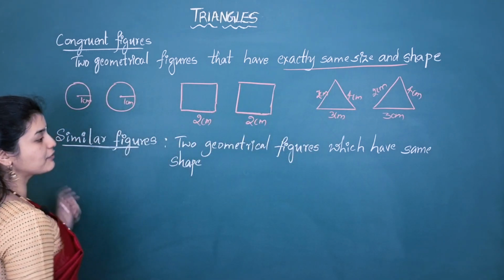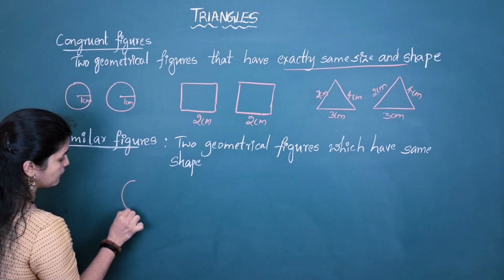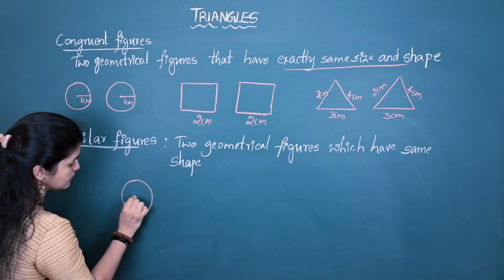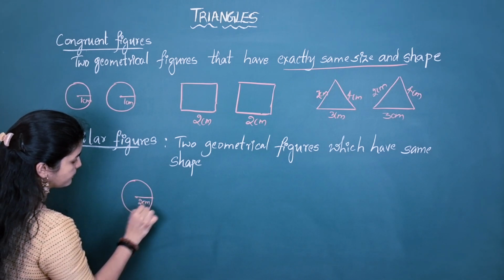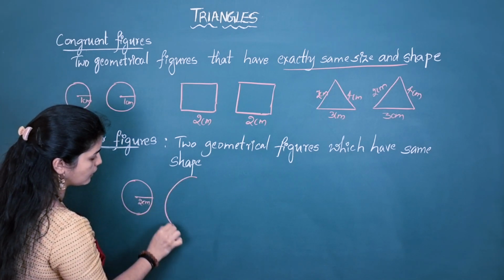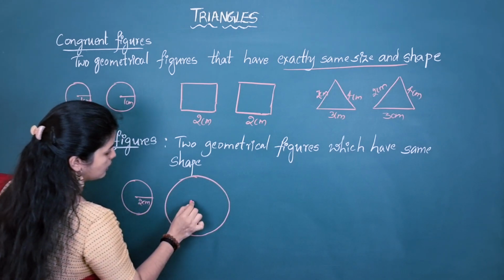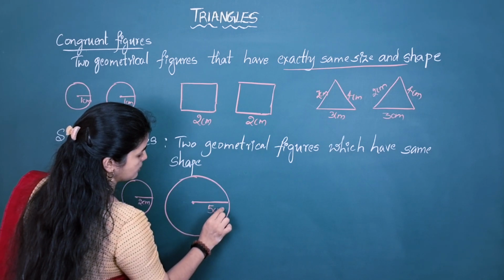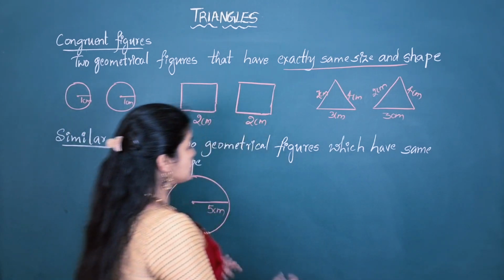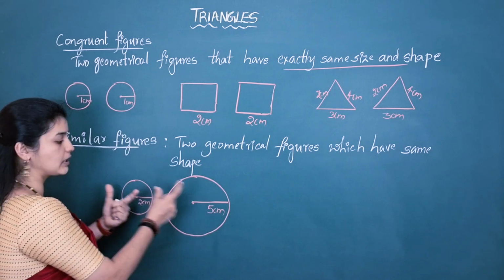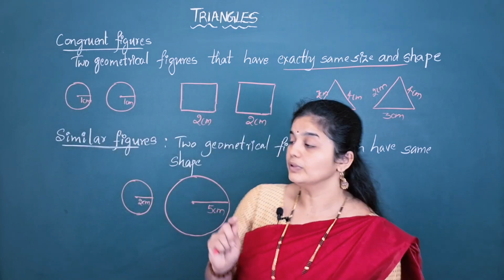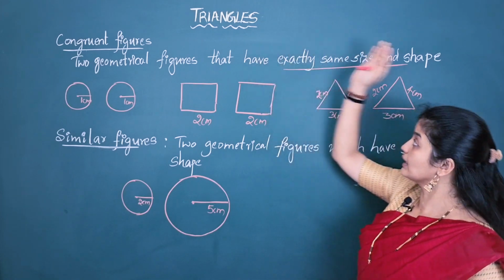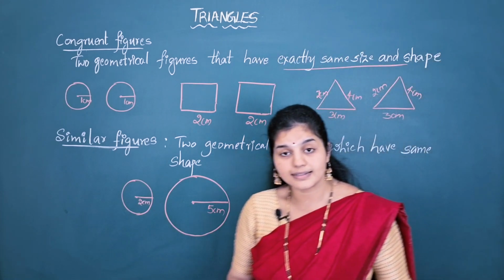Now coming to the similar figures. Okay, say you have a circle with the radius 2 centimeter. Hage you have another circle with radius 5 centimeter. You have same shape. Idu circle, idu circle. You have same shape. They are called as similar figures. So illi congruent figure anta helidre it has exactly same size and same shape.